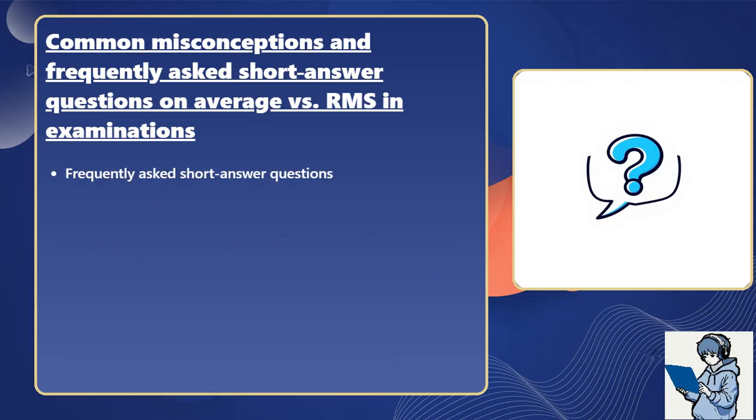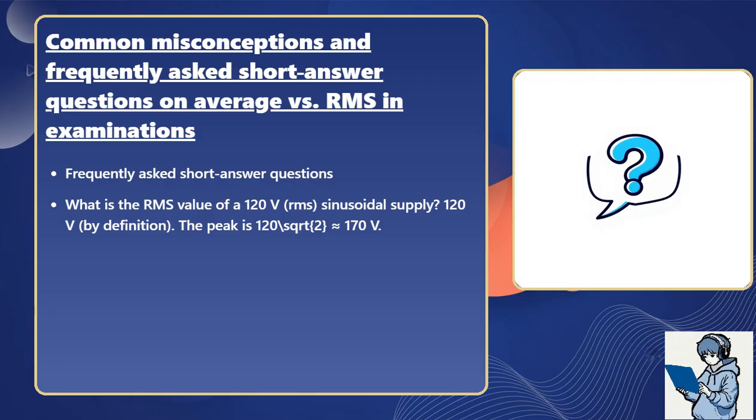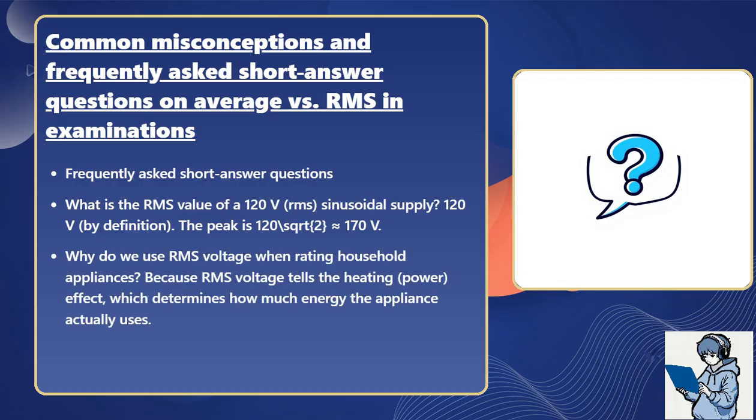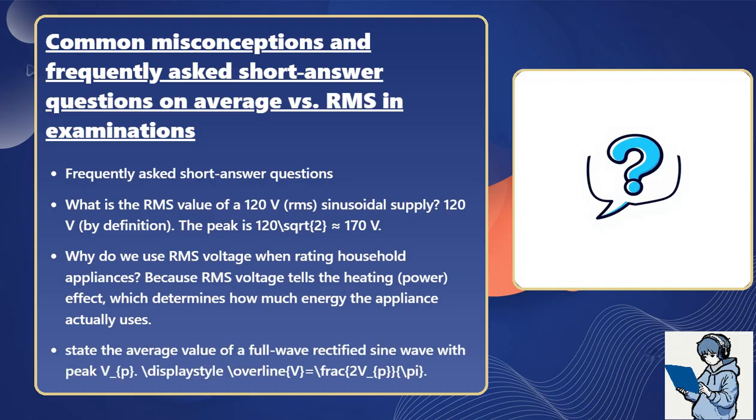Frequently asked short answer questions. What is the RMS value of a 120-volt RMS sinusoidal supply? 120 volts by definition. The peak is 120 times the square root of 2, approximately 170 volts. Why do we use RMS voltage when rating household appliances? Because RMS voltage tells the heating power effect, which determines how much energy the appliance actually uses. State the average value of a full-wave rectified sine wave with peak V sub P: V bar equals 2 V sub P divided by pi.